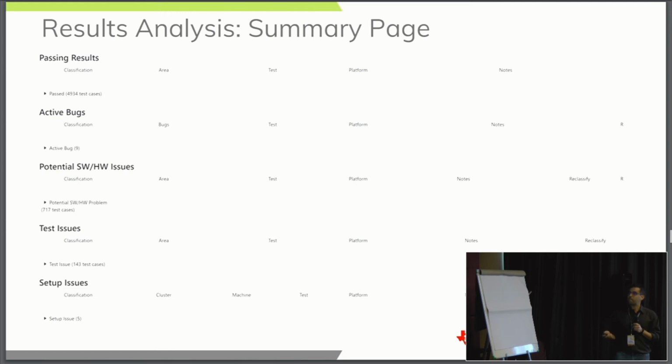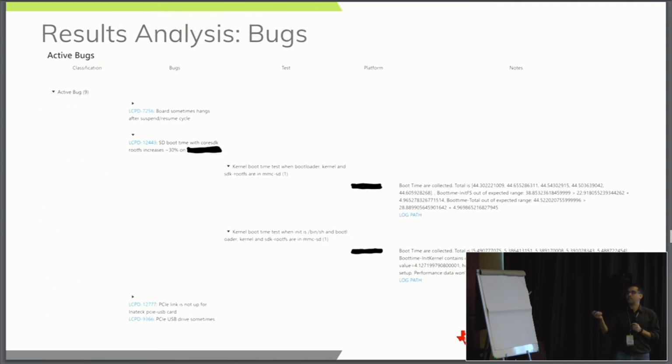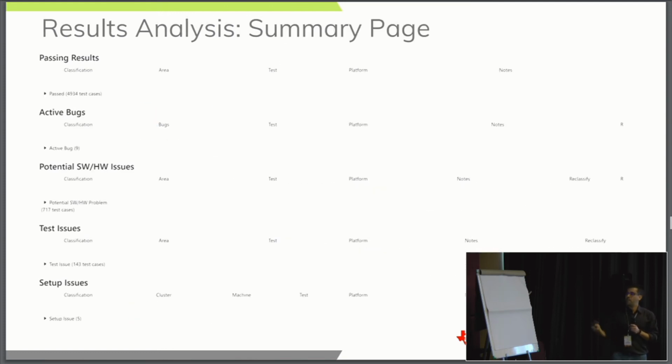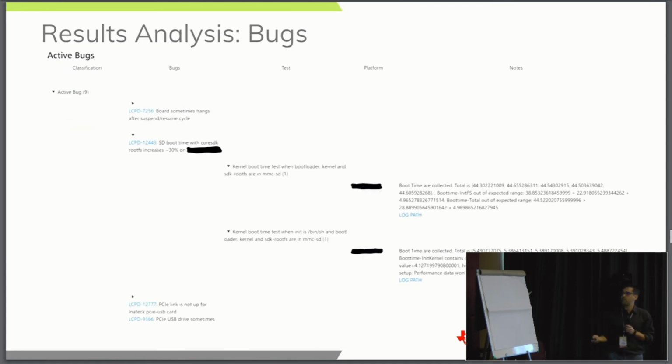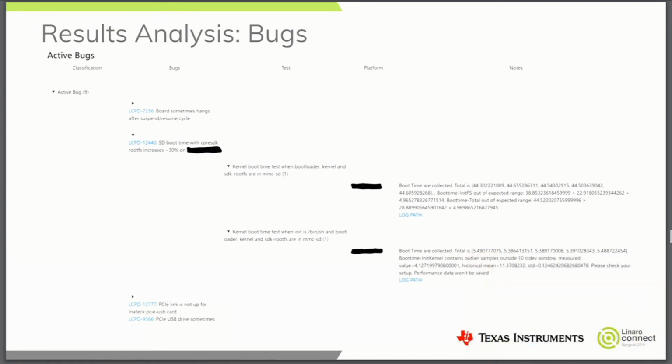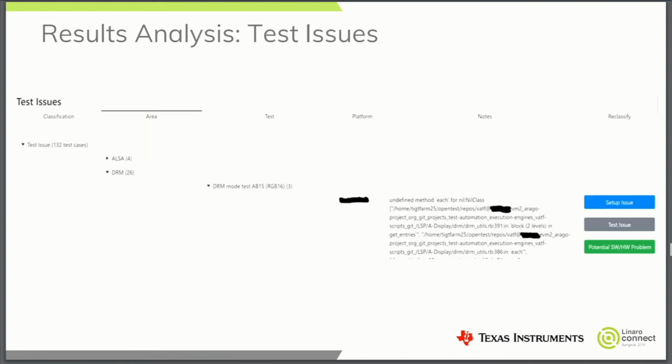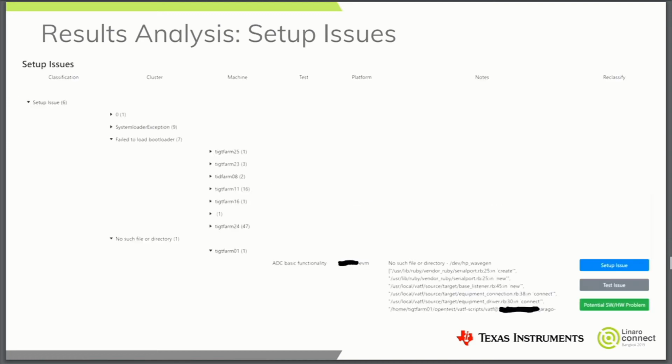This is what the results look like. If you expand these, it opens more data about the results, and you can see here we have the bugs and then the test cases associated, and what the platform, the nodes, and so on. This is an example of what you see if you expand on test issues, and you can see the reclassify buttons I mentioned earlier, so we can retrain the model if it makes a mistake.